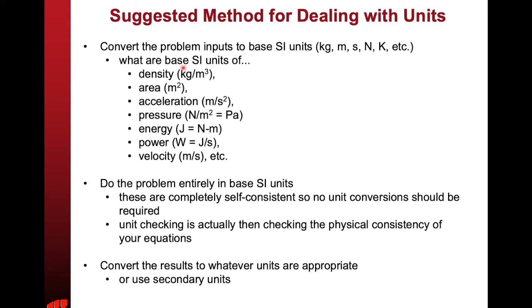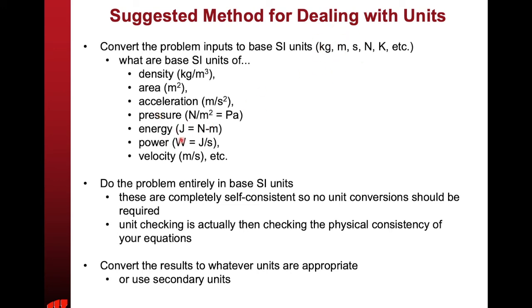Density should always be in kilograms per meter cubed. Area, meters squared. Square inches, square feet, hectares, acres? No. Just use square meters. Acceleration, meters per second squared. Start with these: mass, length, time, and all your derived units should be in these three things here.